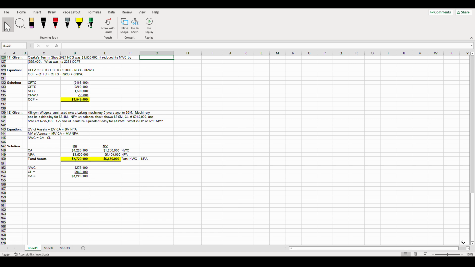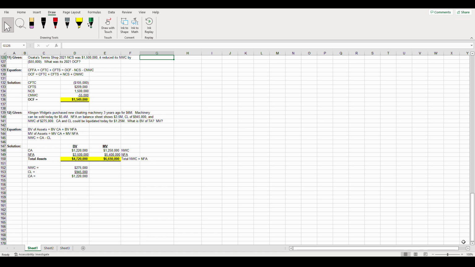We use free cash flow, CFFA, cash flow from assets, is equal to cash flow to creditors plus cash flow to stockholders, but it's also equal to OCF minus NCS minus CNWC. So now, since those things are all equal, we can use those equations to move things to the other side and solve for and isolate OCF.